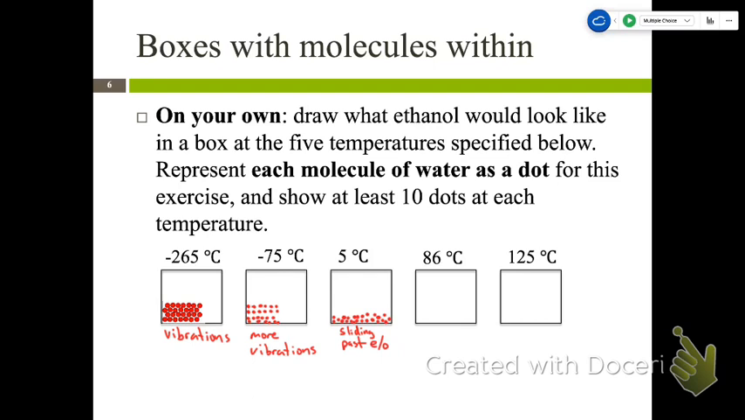Yes, Mackenzie? It's just more sliding. So what would look similar and what's different? So you said more sliding is different. Yeah, but it's not a difference really. Maybe just a little more spread out, but it's still at the bottom. It hasn't risen yet.